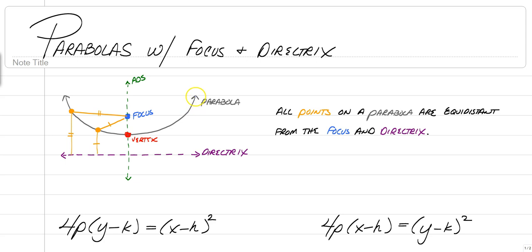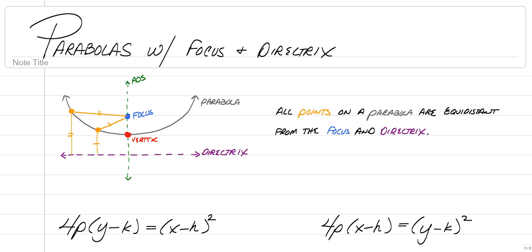A parabola is a curved graph because all the x values are going to be squared. All parabolas have a vertex. That is when it changes from increasing to decreasing or decreasing to increasing, depending on which direction this opens. And of course, we have an axis of symmetry. That's the green line here. Axis of symmetry cuts a parabola in half symmetrically.